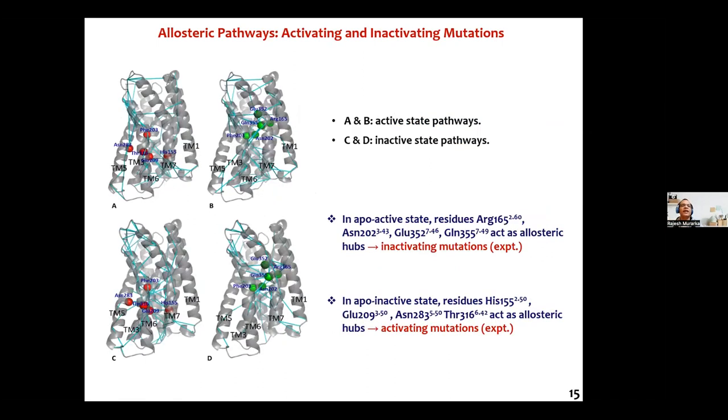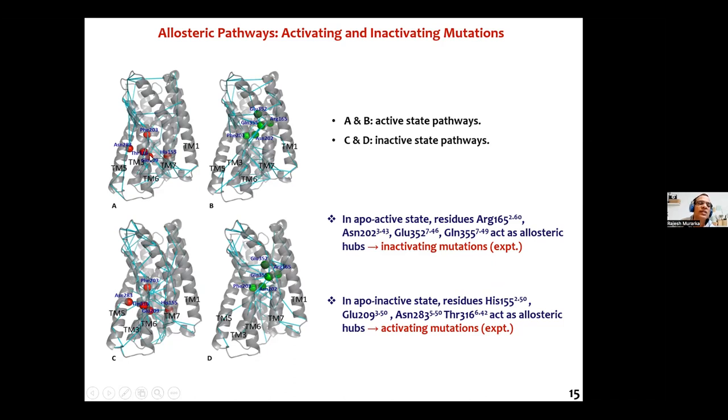So what we did then, we projected on the receptor structure these residues which are found from the mutagenesis studies, as I mentioned, and looked at how many allosteric pathways are going through these residues, both in the inactive state and active state of the receptor. What we found is that, on the left-hand side, A and B are active state pathways and C and D are the inactive state pathways.